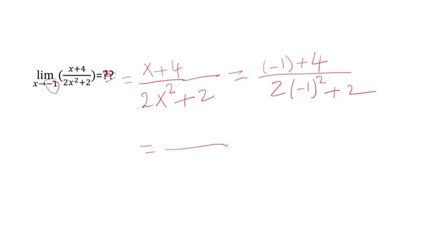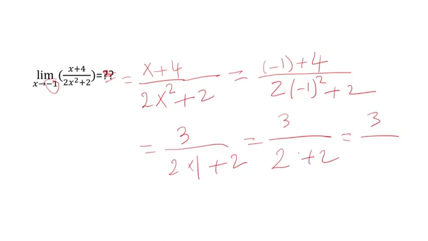So negative 1 plus 4 is 3. 2 times, so negative 1 squared is just 1. So 2 times 1 plus 2. So I have 3 divided by, so 2 times 1 is just 2, plus 2. So 3 divided by, so 2 plus 2 is just 4. So 3/4.